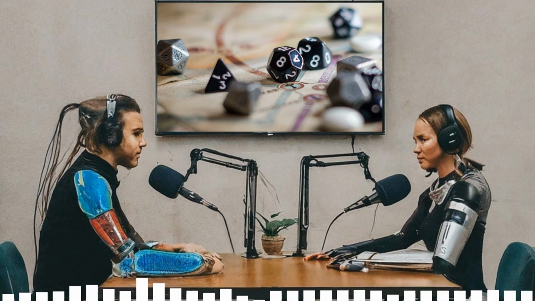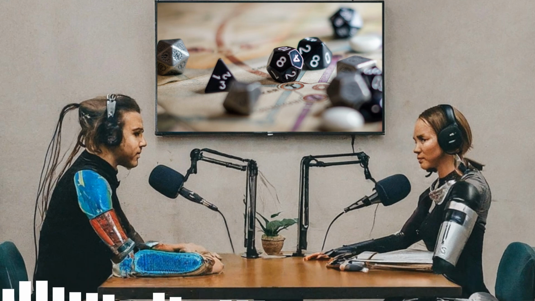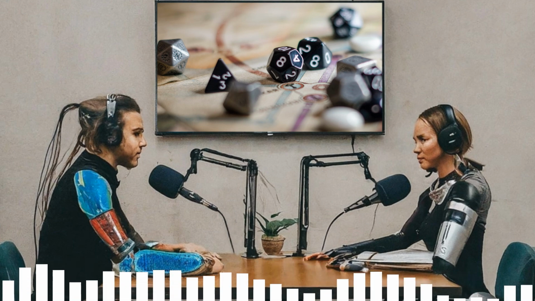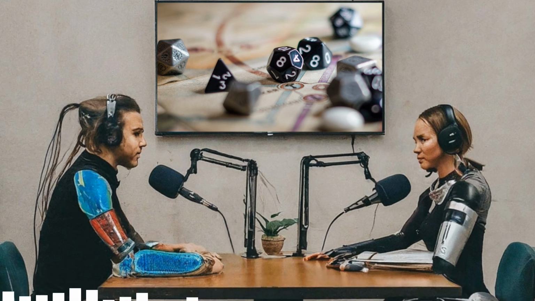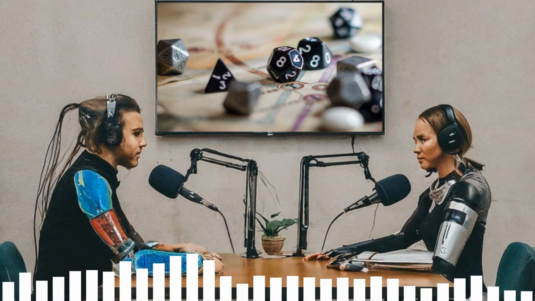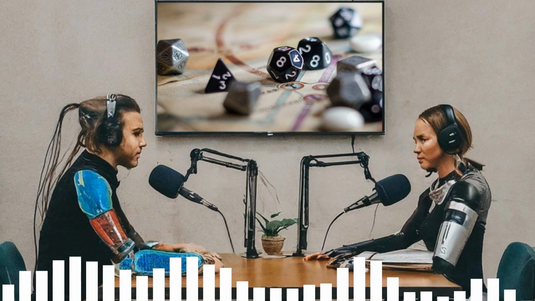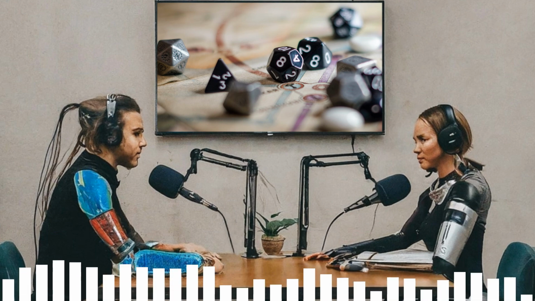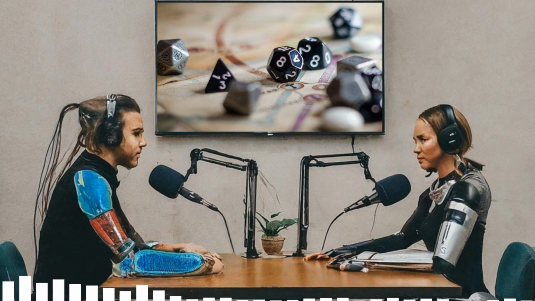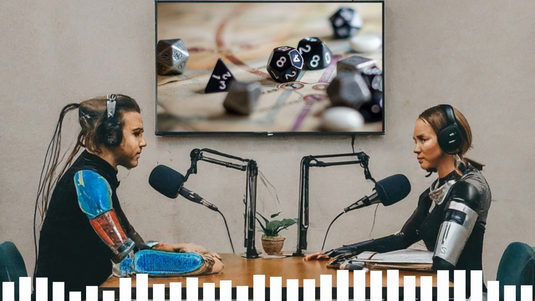OSR games really emphasize player skill and creativity rather than super complicated rules and character builds. They're big on what they call rulings, not rules. That means the GM is encouraged to make decisions on the fly using common sense and the spirit of the game. So less about sticking to a rigid rule book and more about going with the flow. That sounds kind of cool, actually.